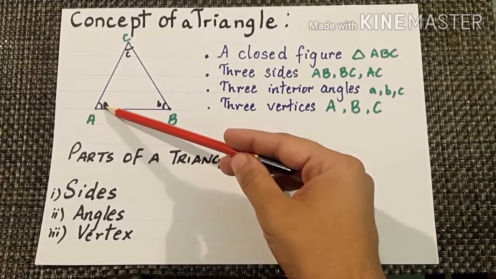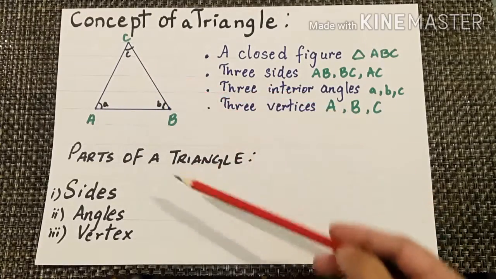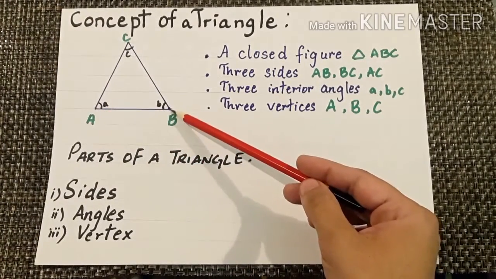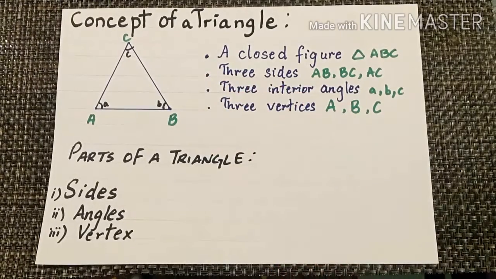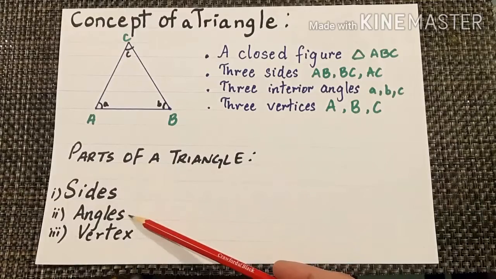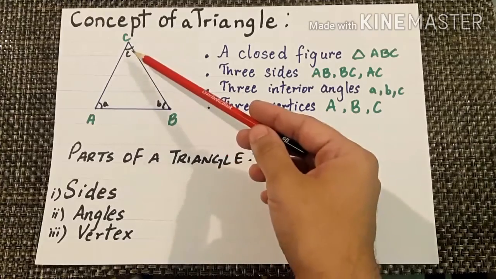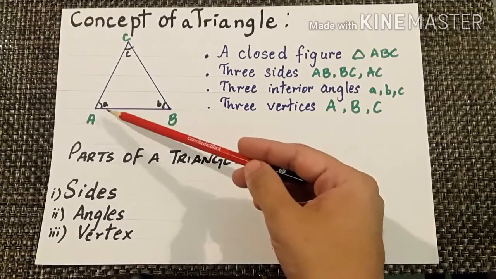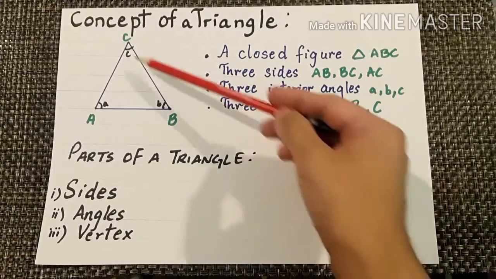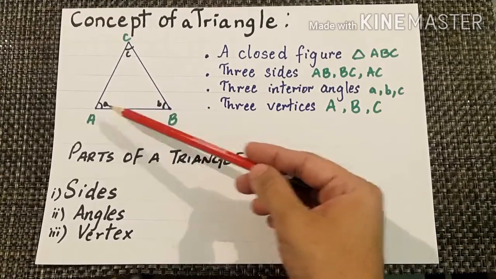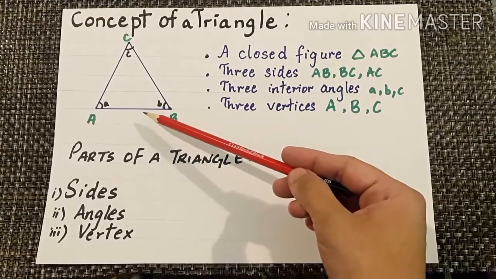interior angles like angle A, angle B and angle C, and it has three vertices, vertex A, vertex B and vertex C. So what is a triangle? The triangle is a closed figure and it has three parts: its sides, its angles and its vertices. Now sides are also known as the arms of the triangle, like AC and BC or CB are the arms of the triangle, whereas AB is the base of the triangle.